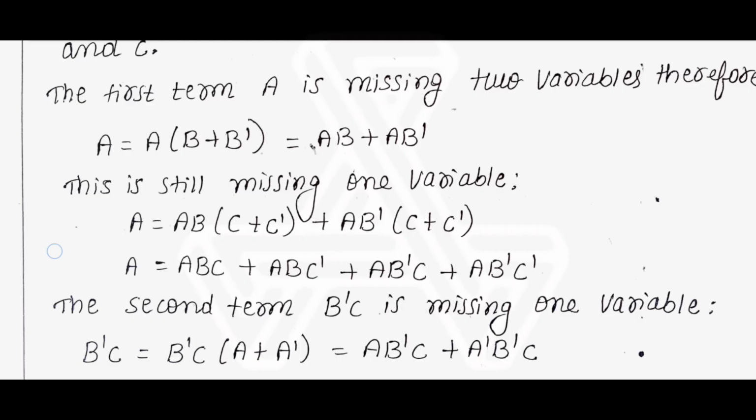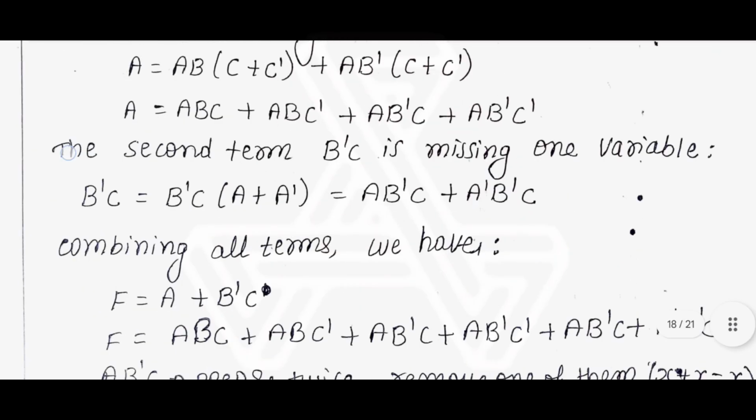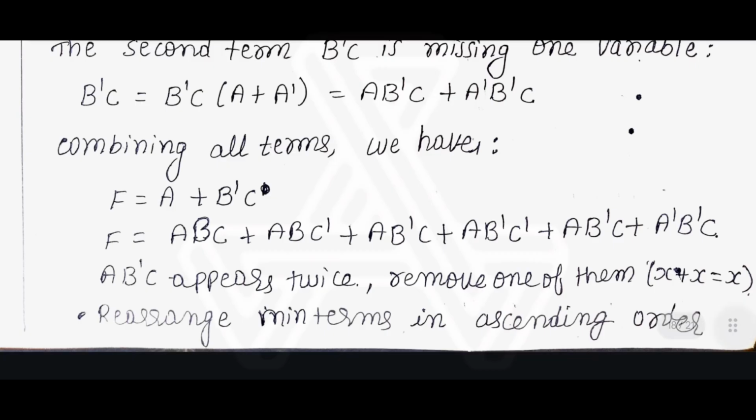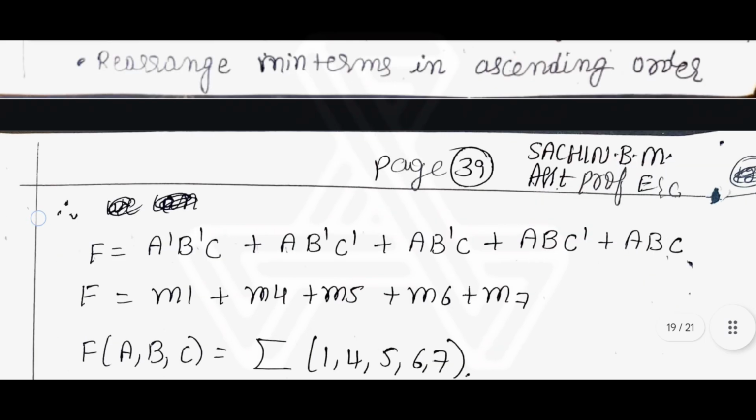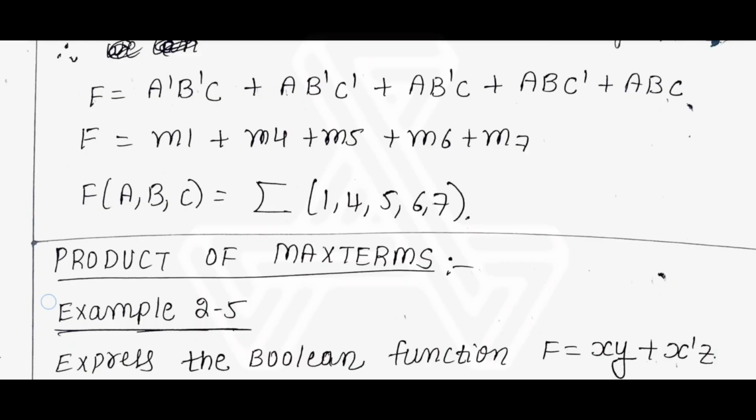We can write it as a = ab(c + c') + ab'(c + c') = abc' + abc + ab'c + ab'c'. In b'c we are missing one variable, that is a. We can write it as (a + a')b'c. Combining all, we have a + b'c as abc + abc' + ab'c + ab'c' + ab'c + a'b'c. Ab'c appears twice, so remove one of them. Rearrange the min terms in ascending order, so we get the min terms as sigma of all those numbers.